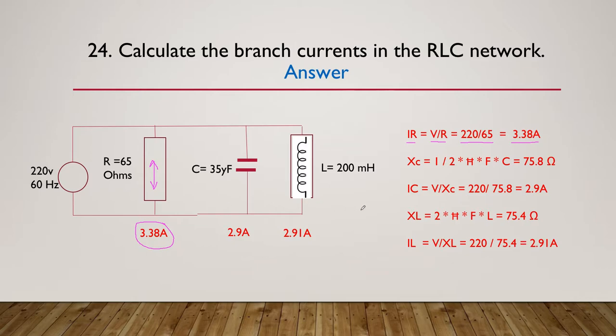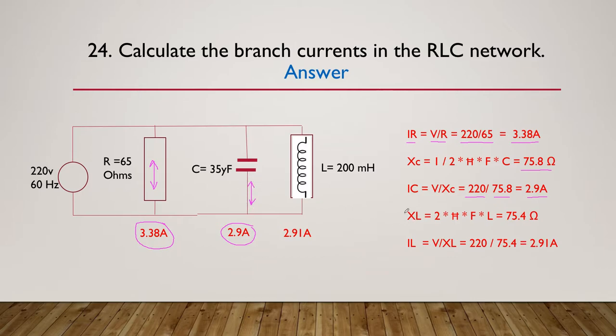The next one is we need to work out the capacitive reactance. They've told us the capacitance, but not the reactance. So we need the formula 1 on 2 pi fC, and if we punch our values in, we'll get a reactance of 75.8 ohms. We use that to calculate the current, so 220 divided by 75.8 gives us 2.9 amps, so we're going to end up with 2.9 amps in that branch.